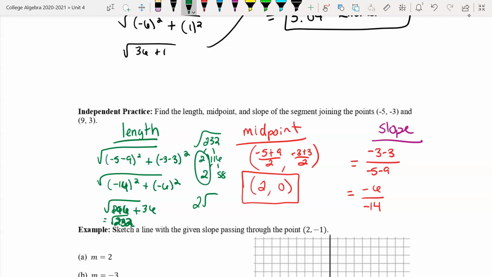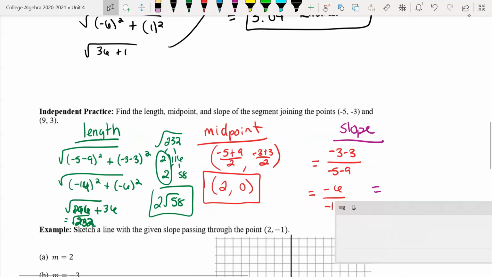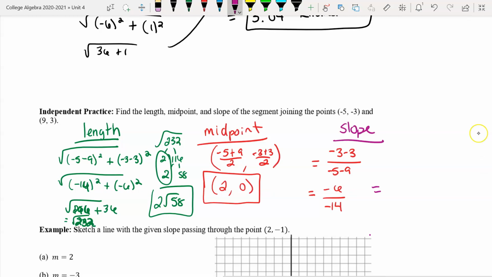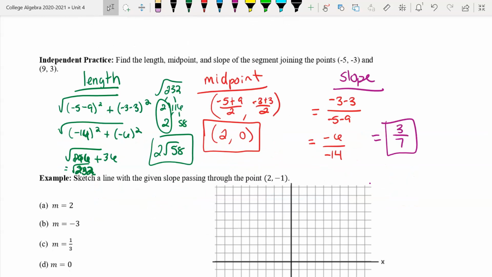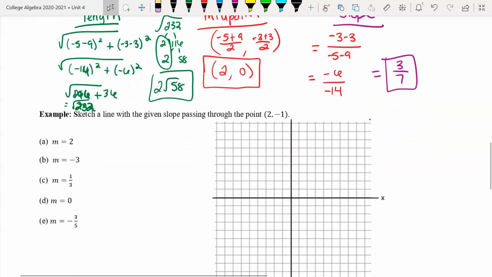So it should be 2 squared is 58. There you go. That's the correct answer. My slope is over here. Just simplified it. We'll hop back to that. And you would get, see, it's positive 3/7. Okay. So hopefully you got those answers. If not, make sure you check the work, pause the video again, and see it.